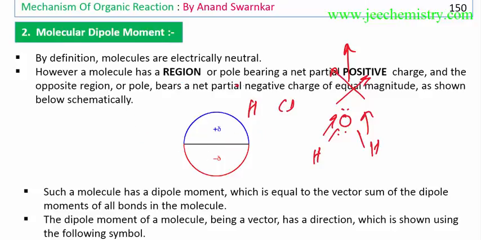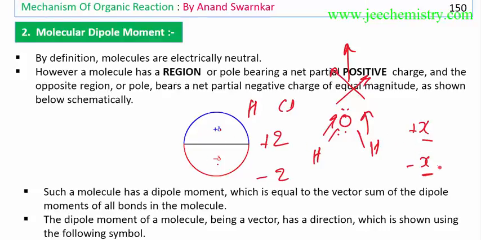A molecule has a region, a pole, bearing a partial positive charge, and an opposite region bearing a partial negative charge of equal magnitude. Delta plus and delta minus are equal in magnitude. If plus 2 and minus 2 are given, then they are equal in magnitude but opposite in charge. Similarly, if plus x and minus x are there, they are equal in magnitude but opposite in charge.